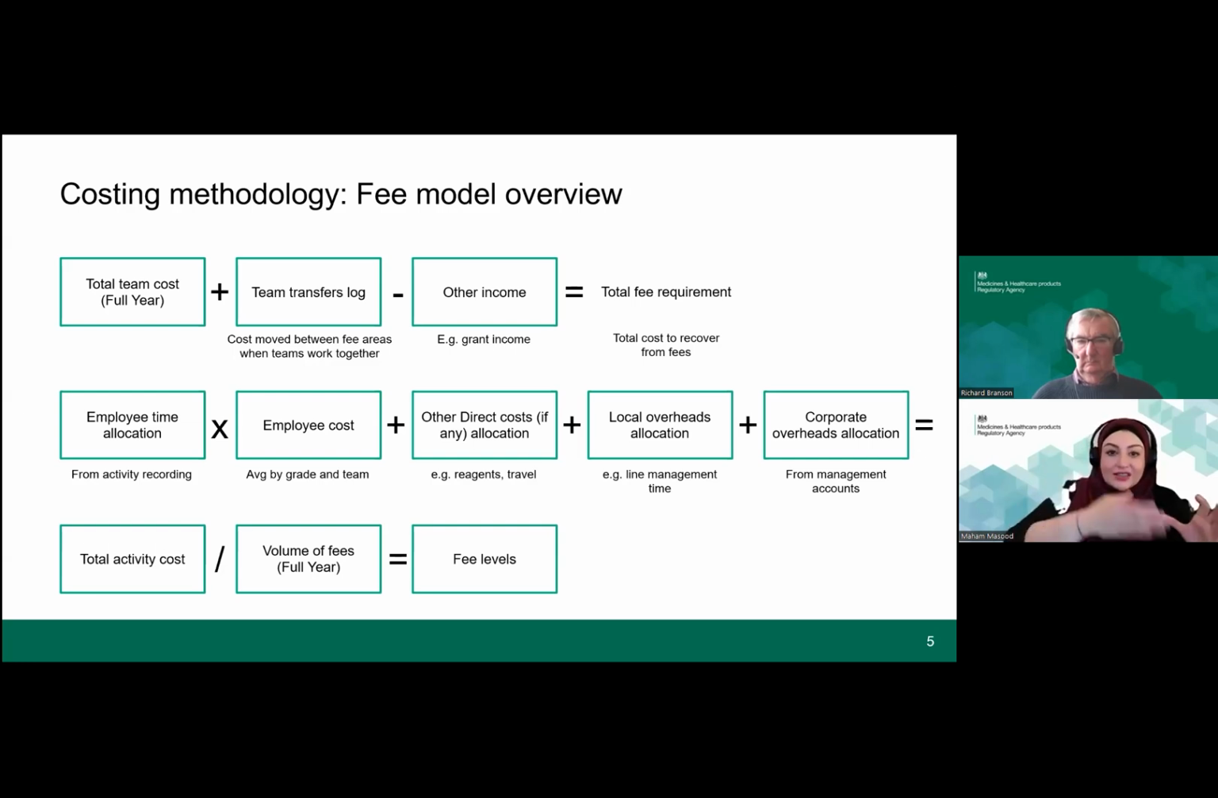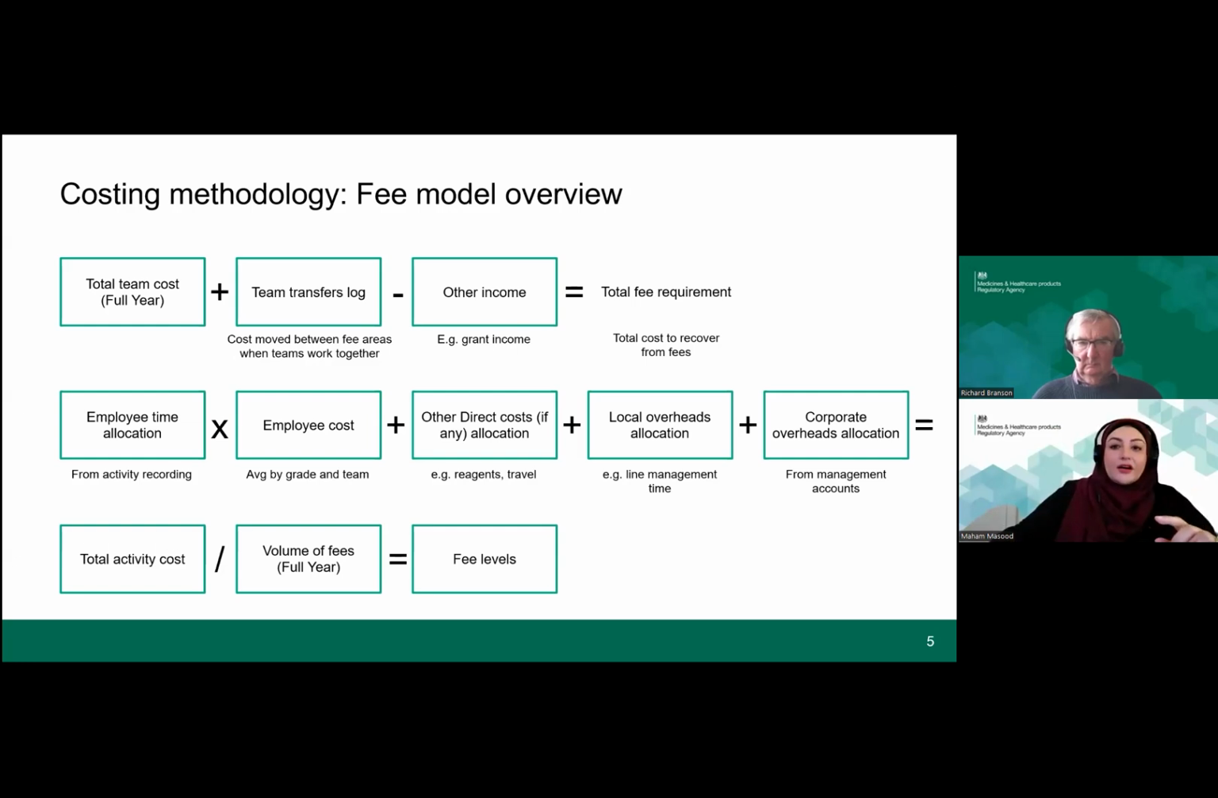So this is just here as an example, if any, plus local overheads, so management time, those costs that are not directly attributed to a fee contributing activity, however, still need to be accounted for in full cost recovery, plus corporate overheads for things like property, IT equipment, etc. That gives us the total activity cost. We're a demand-led organization, so our volumes really matter. We would then divide that cost by our volume to get the fee levels.